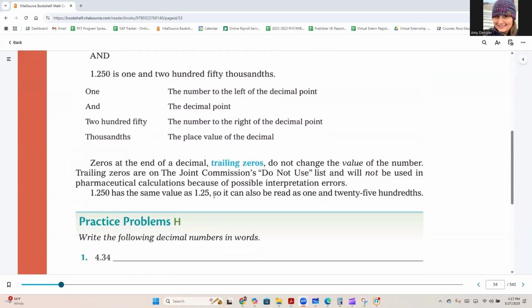Zeros at the end of a decimal are trailing zeros and they do not change the value of the number. Trailing zeros are on the Joint Commission's do not use list and will not be used in pharmaceutical calculations because of possible interpretation errors. 1.250 has the same value as 1.25, so it can also be read as 1 and 25 hundredths.